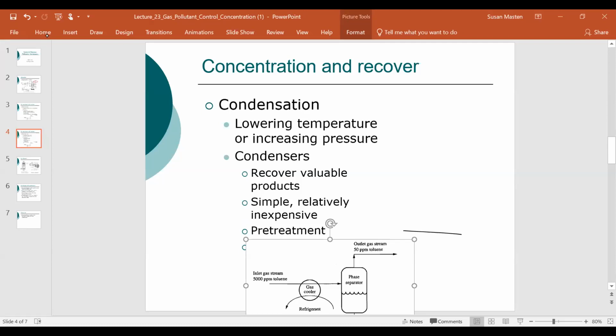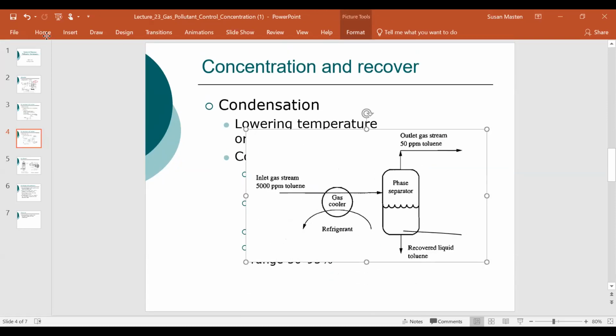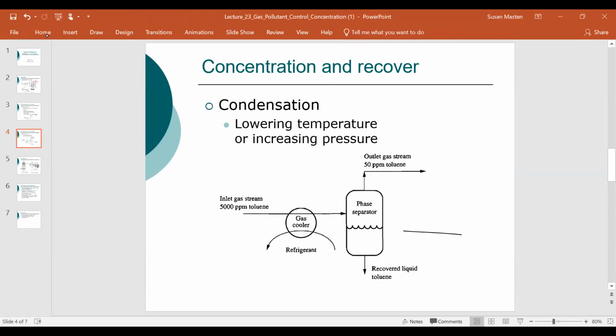Basically, what I wanted to show you at this point, and I thought I had done this, is we have a gas stream here, and this gas stream contains toluene. Now, the freezing point of toluene is minus 95 degrees C, so we have no problem with freezing toluene. So we're going to take that stream and cool it with a refrigerant, just like your food in the refrigerator is cooled and kept cool.